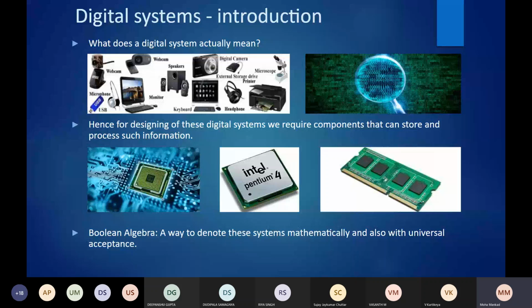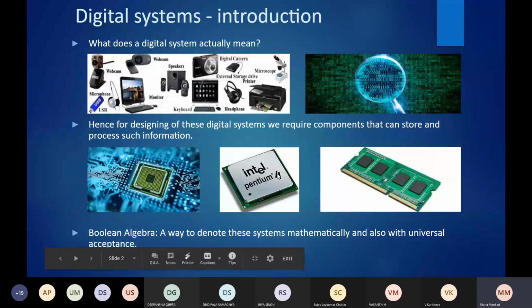Now, what does digitally mean? Digitally means in a combination of zeros and ones, so basically it follows the binary number system. Hence, for designing these digital systems, we require components that can store and process such information. Here is a microprocessor, a basic unit for processing information, and this is a RAM.